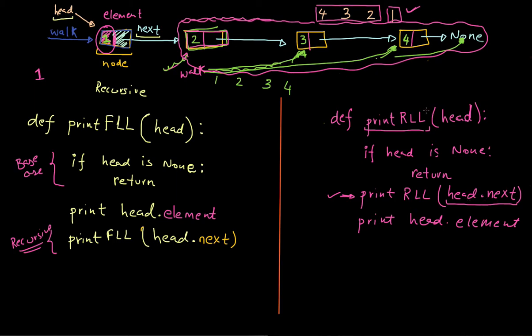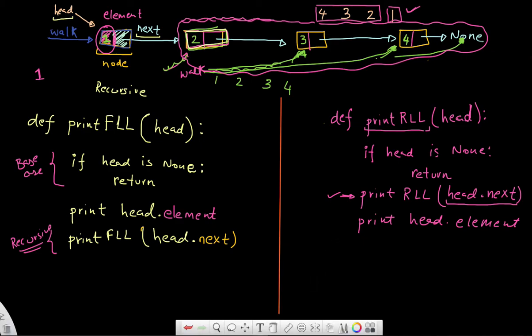This is the solution. Let's just step through this code here. What is head here? Head at the very start is pointing at this node right there. Is head none? No, head isn't none, so this condition is false. Because this is false, I'm going to call print RLL of head.next. What is head.next here? Head.next is pointing at this entire node there.